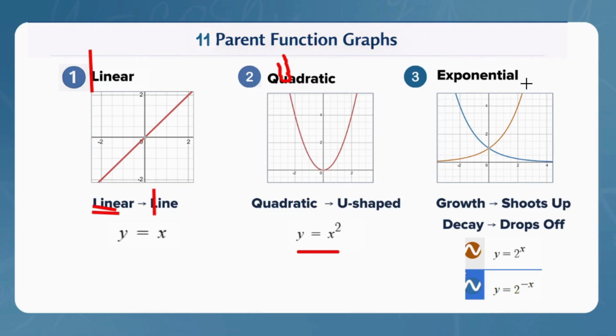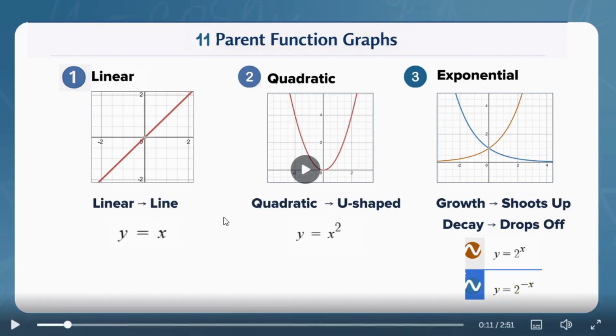Number 3 is an exponential function. This shoots up really fast. For example, y equals 2 to the x power. Or it drops off super fast. For example, y equals 2 to the negative x power. Let's continue here.